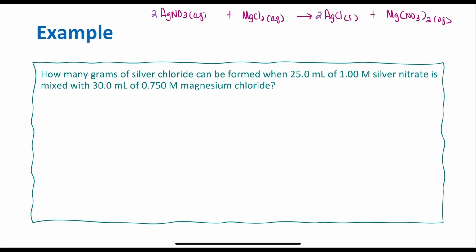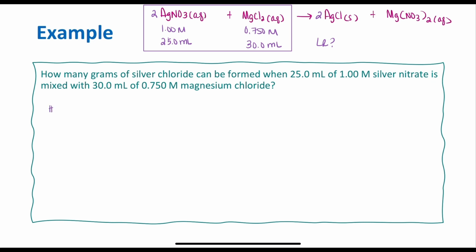I'm then going to look at the question and say, what information do I have? I am told that I have a 1 molar solution of silver nitrate, and I have 25 mils of that solution. And I have a 0.75 molar solution of magnesium chloride, and I have 30 mils of that solution. Hopefully this helps you recognize that you have a limiting reactant question, because we have enough information to find the moles of each species. Now, I have no idea which one it is. We're going to have to figure that out.